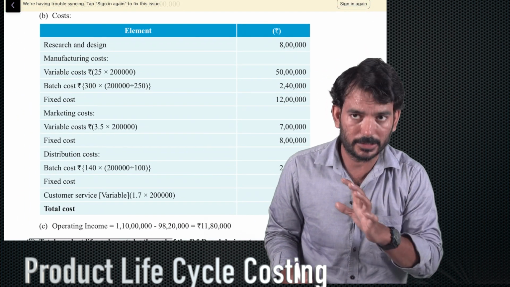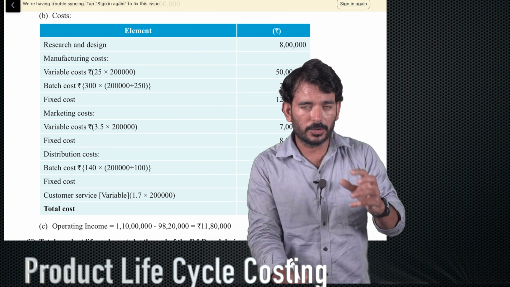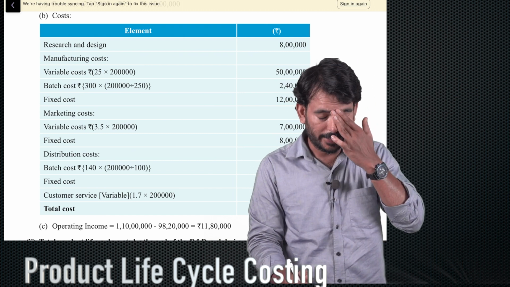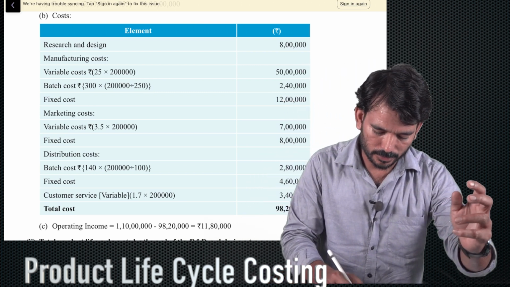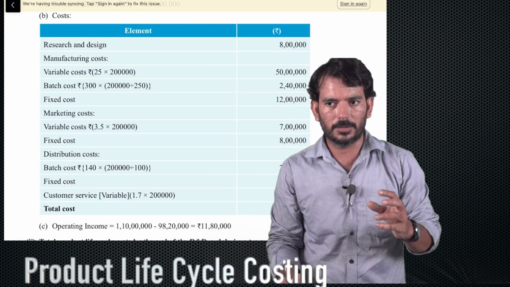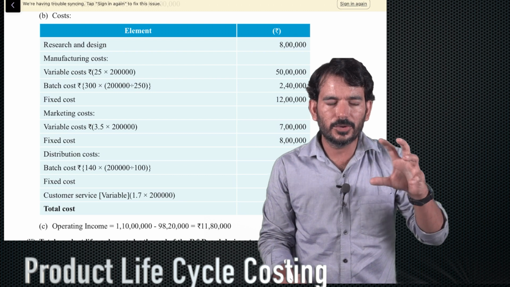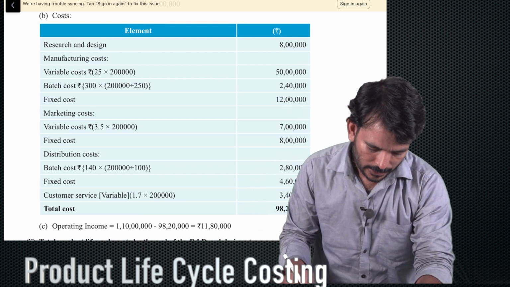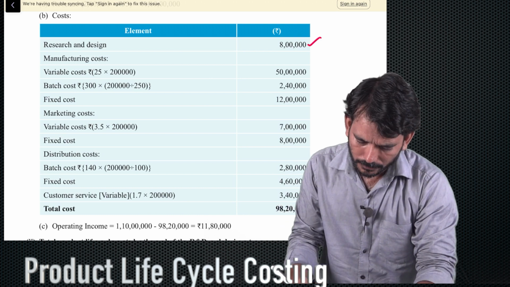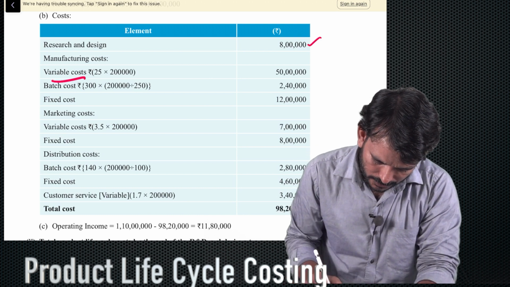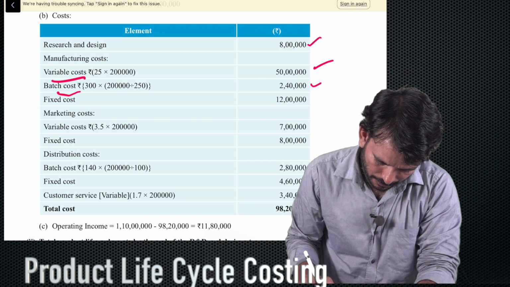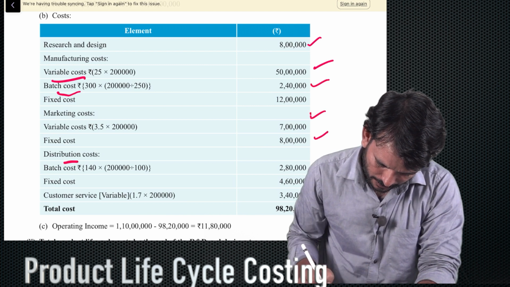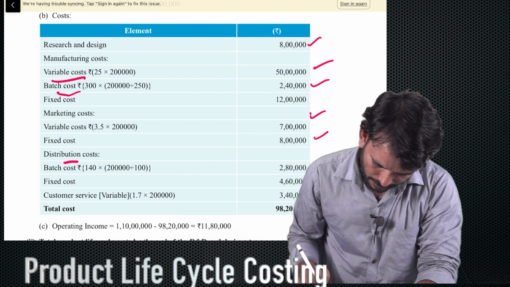That is exactly what they have done. I'm sure that now, at this level of final, the calculation would be easy. It's more important to understand the concept. One more important thing is to visualize before putting your thought onto the paper. So in research and development cost, the variable cost, just now I said, in batches you convert and multiply. Then fixed cost. In marketing, variable, fixed. In distribution, number of batches, fixed. In customer service you have 3.4.